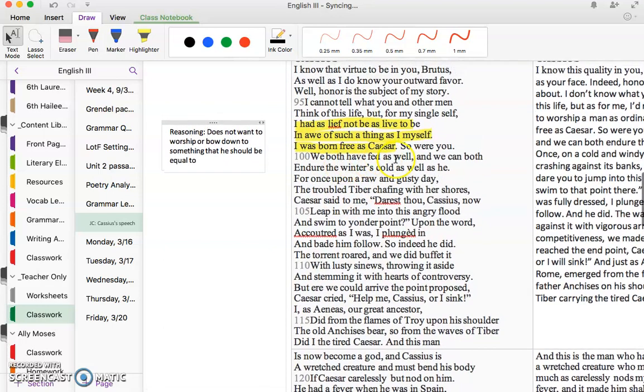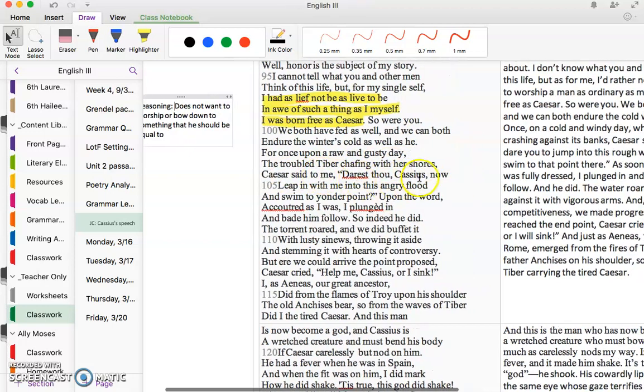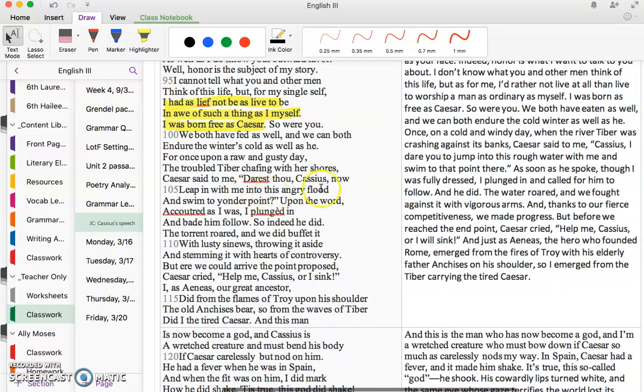And then he actually gives us a good example of this. We both can endure the winter's cold as well as he. Once upon a raw and gusty day, the troubled Tiber chafing with her shores, Caesar said to me, Darest thou, Cassius, now leap with me into this angry flood and swim to yonder point? On the word, accoutred as I was, I plunged in and bade him follow. So indeed he did. The torrent roared, we did buffet it with lusty sinews, throwing it aside, stemming it with the heart's controversy. But ere we could arrive at the point proposed, Caesar cried, Help me, Cassius, or I sink. And I, as Aeneas, our great ancestor, did from the flames of Troy upon his shoulder the old Anchises bear, so from the waves of Tiber did I the tired Caesar.